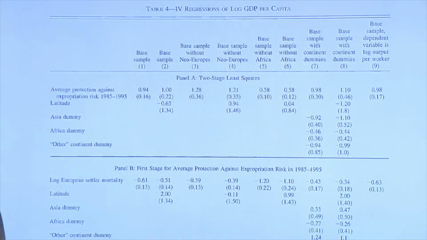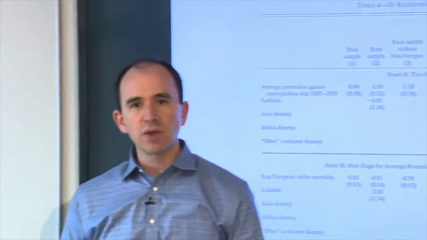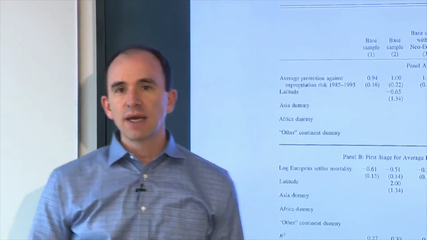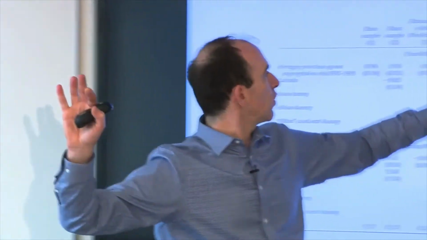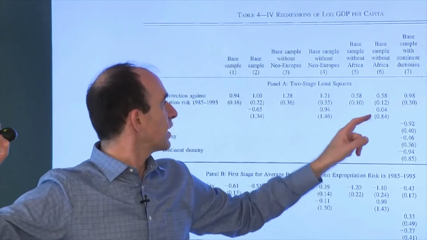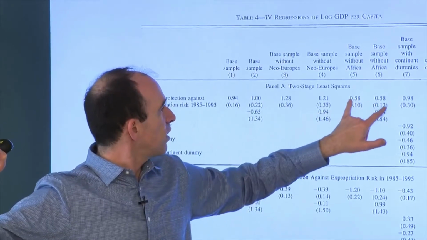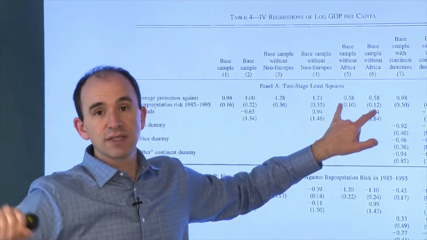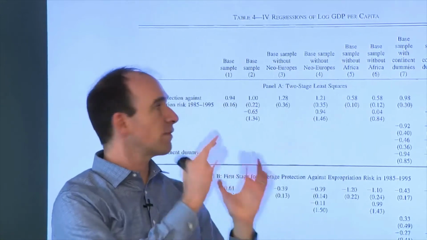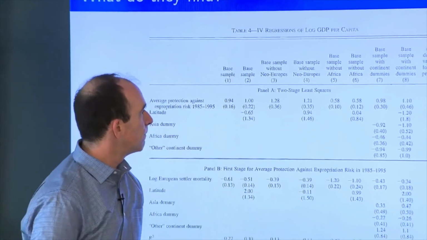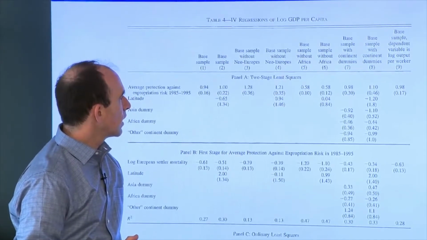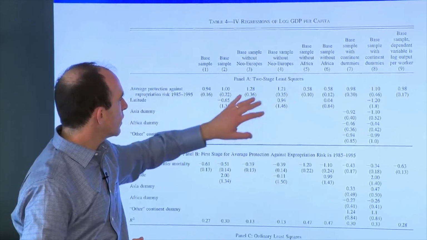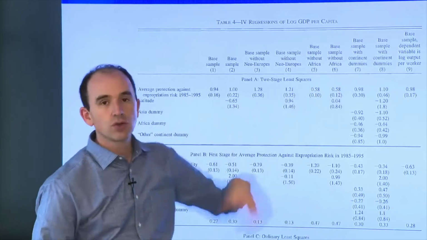They're going to say, maybe this is all driven by sub-Saharan Africa having a really bad disease environment, and it's sub-Saharan Africa versus everything else. So they're going to say, no, we'll just drop Africa entirely. The effects fall a little bit, but it's still very strong and positively significant. So it's not just driven by Africa versus everything else. So they can add some controls, they can do different samples.